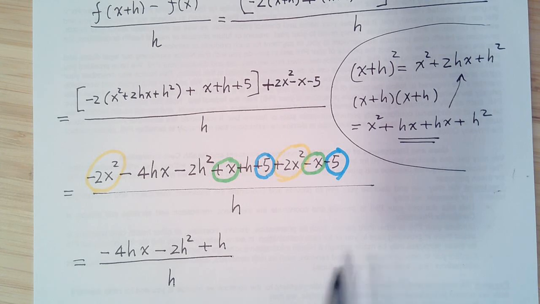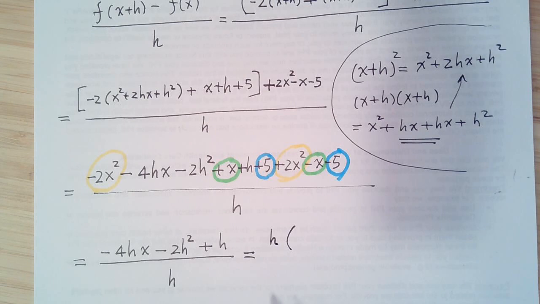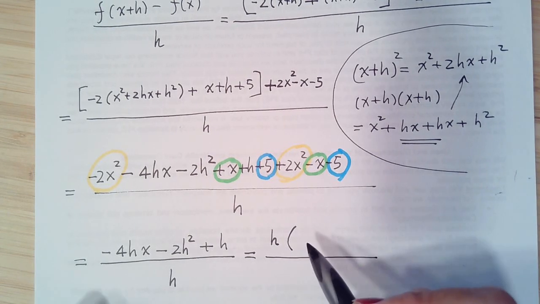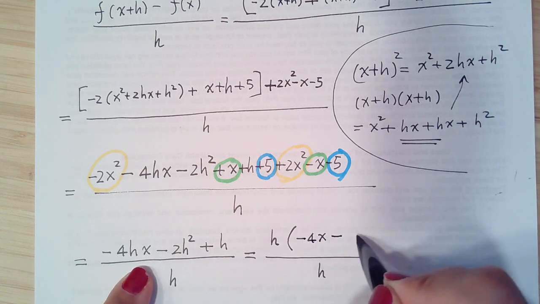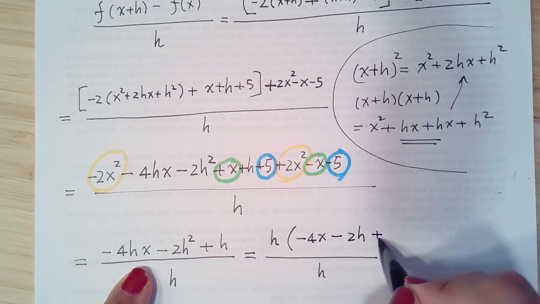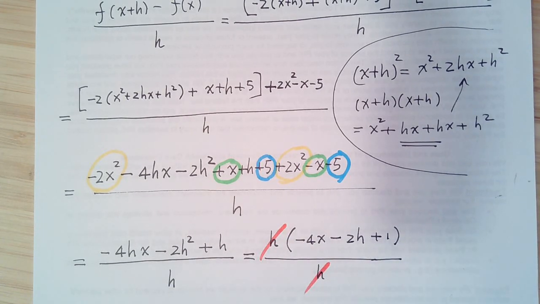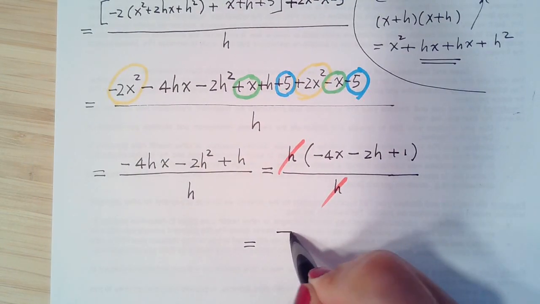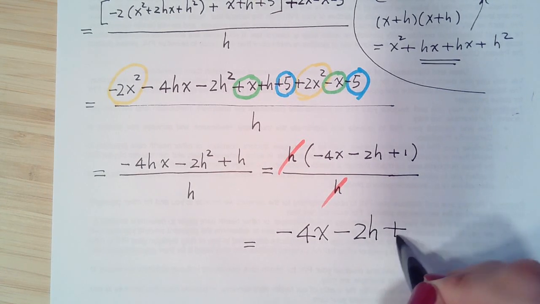So I can factor h out from the numerator, because in the future I'm going to cancel it with the denominator. If I take h out, I get a negative 4x, a negative 2h, and a plus 1. Then I cross out this h from the numerator and the denominator, so my answer is negative 4x minus 2h plus 1. That's my answer.